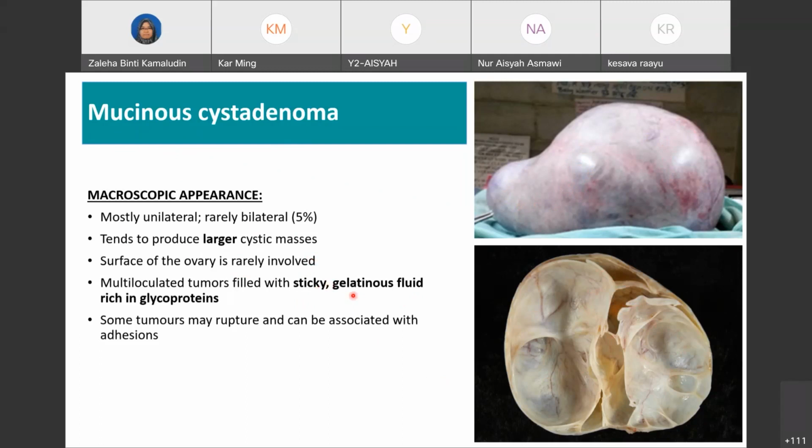Sometimes it appears a bit greenish in color. I couldn't find a suitable picture to highlight the sticky gelatinous fluid. Maybe later on you can Google how it appears.